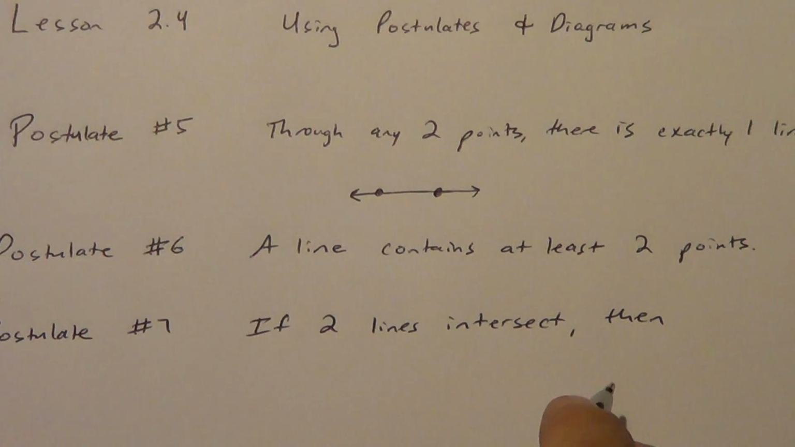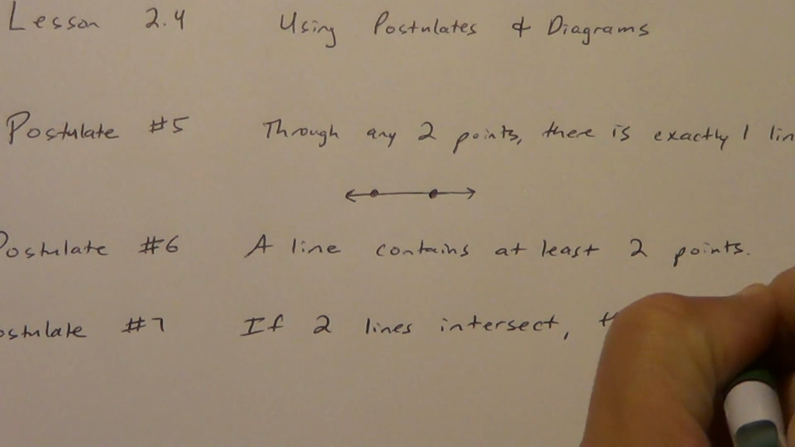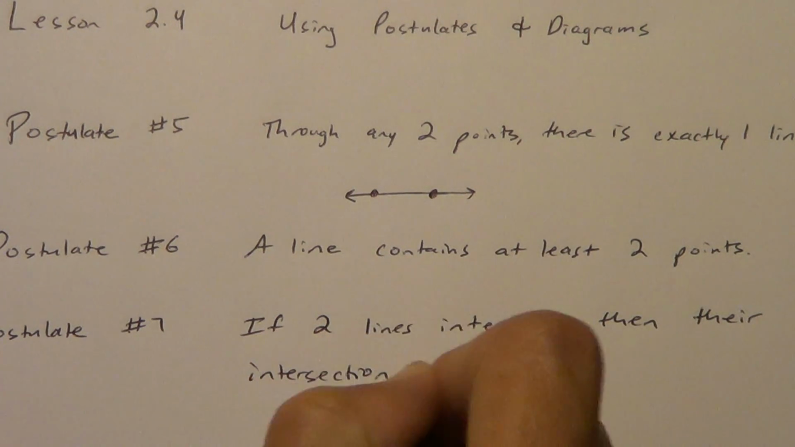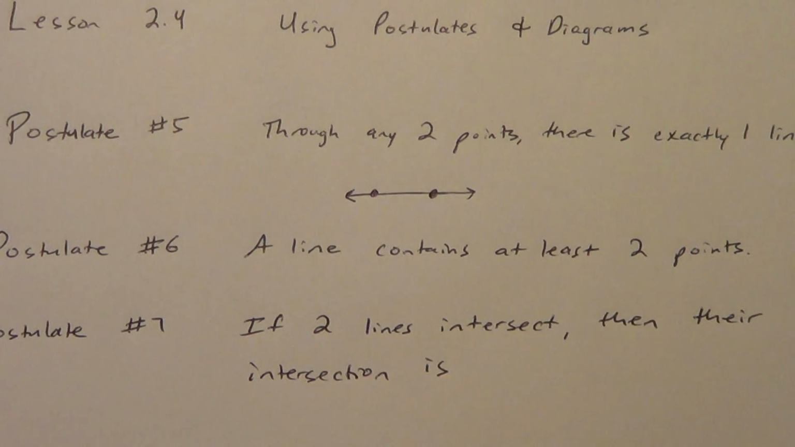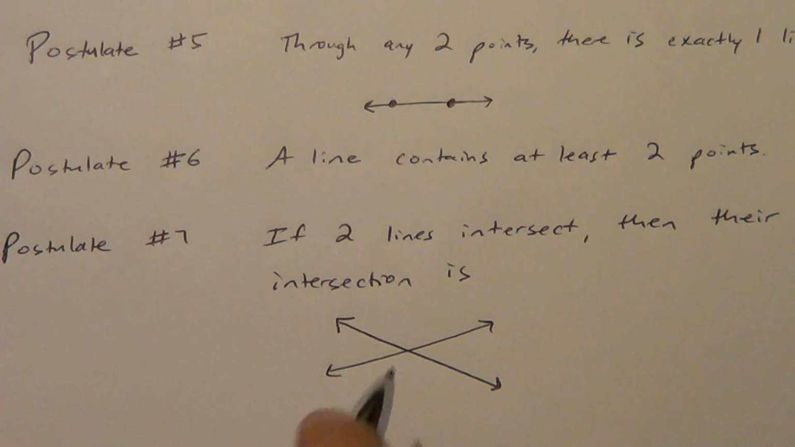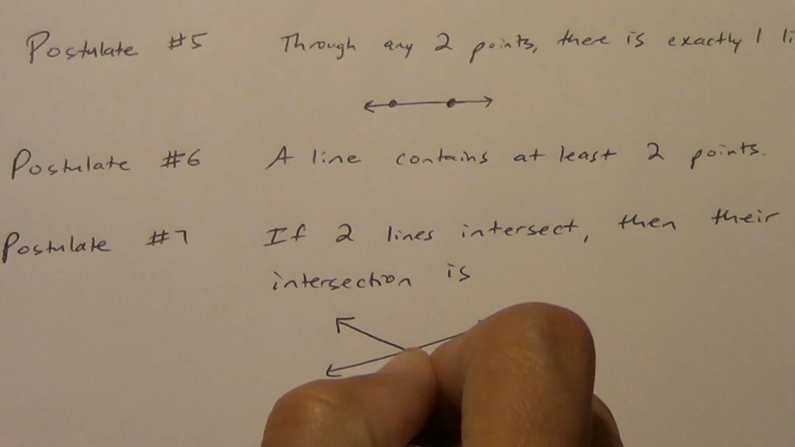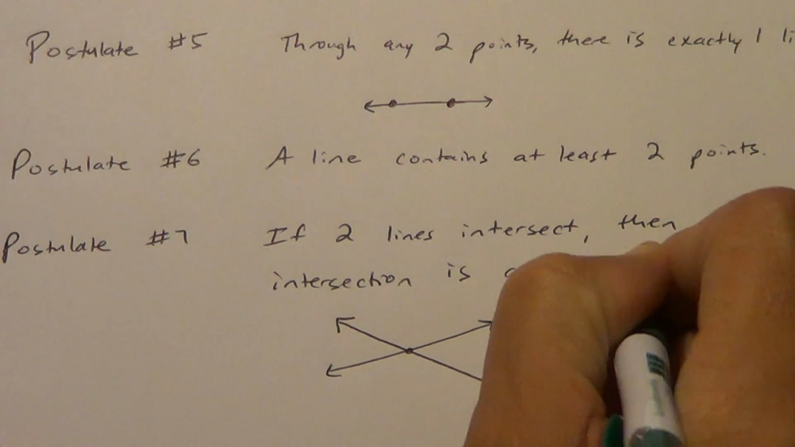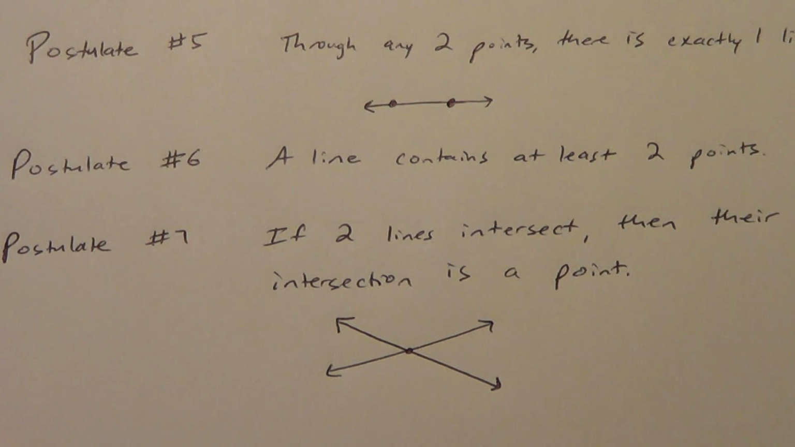But if 2 lines intersect, then their intersection, that's the place where they intersect, is what? So think about that. If you've got 2 lines, and they actually do intersect instead of being parallel, where does their intersection occur? Well, it's right there, right? What is that? That is a what? Point. That's it. They intersect at one single point. That's it. Nothing else.